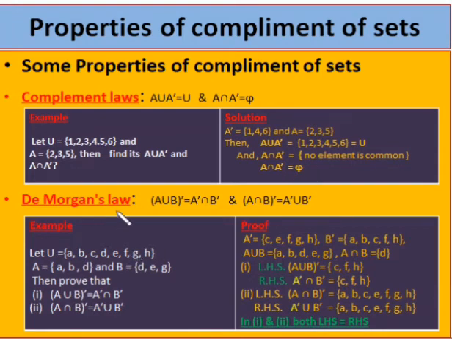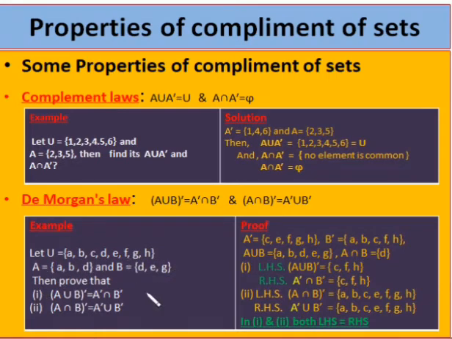Next is De Morgan's law. (A union B) complement is equal to A complement intersection B complement, and (A intersection B) complement is equal to A complement union B complement. Let U be equal to A, B, C, D, E, F, G, H, and A is A, B, D, and B is D, E, G.